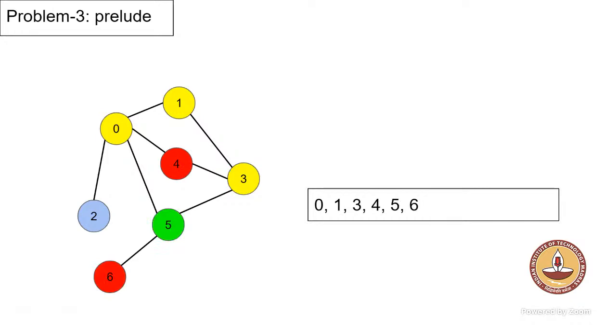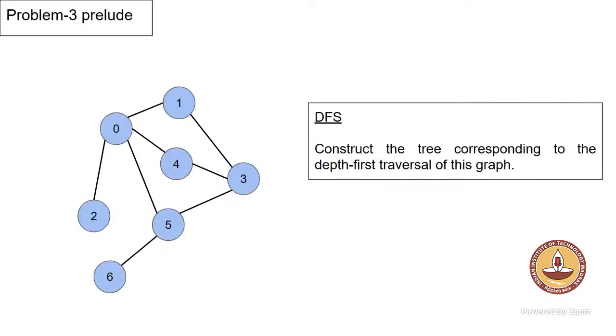After 6, there are no more nodes left. It is not connected to anywhere. So we'll go back to 5, and at 5 we see no more non-visited nodes. So we'll go back to 3, and from 3 back to 1, and from 1 to 0, and from 0 we will reach 2. That's how the traversal will happen.